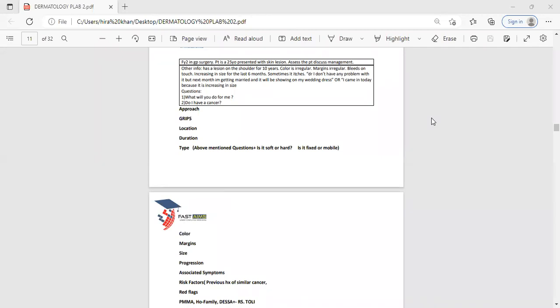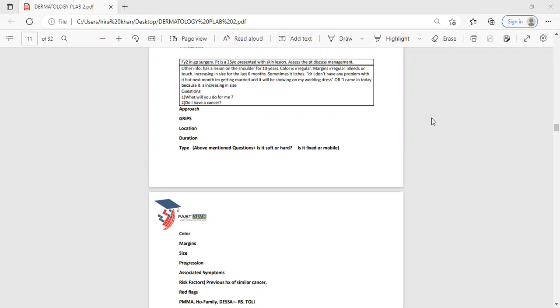It's soft. All right. And is it under the skin or fixed to the skin or mobile? Well, it is not a swelling, doctor. It is actually just a patch of skin, you can say, that is discolored. All right. And what is the color of the lesion? Is it the same as your skin? No, it's brownish, light blue, blackish.